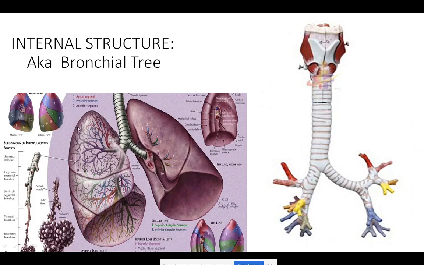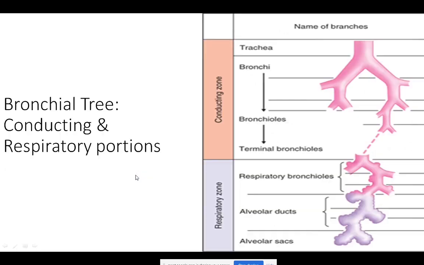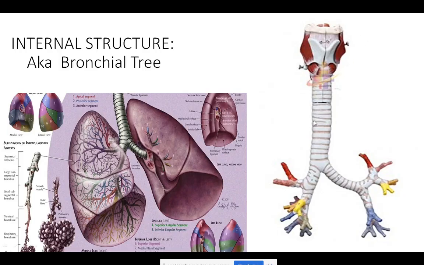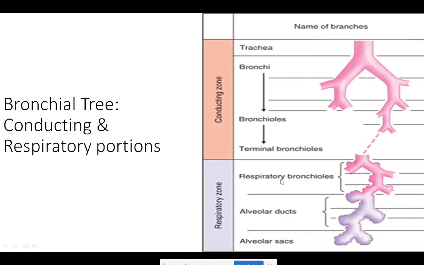You see, it looks like a tree, right? The branches of a tree. So that's why it is called a bronchial tree. It consists of the conducting portion of the bronchial tree, that is the trachea, primary bronchus, secondary bronchus, tertiary bronchus, also known as a segmental bronchus, till the terminal bronchiole.